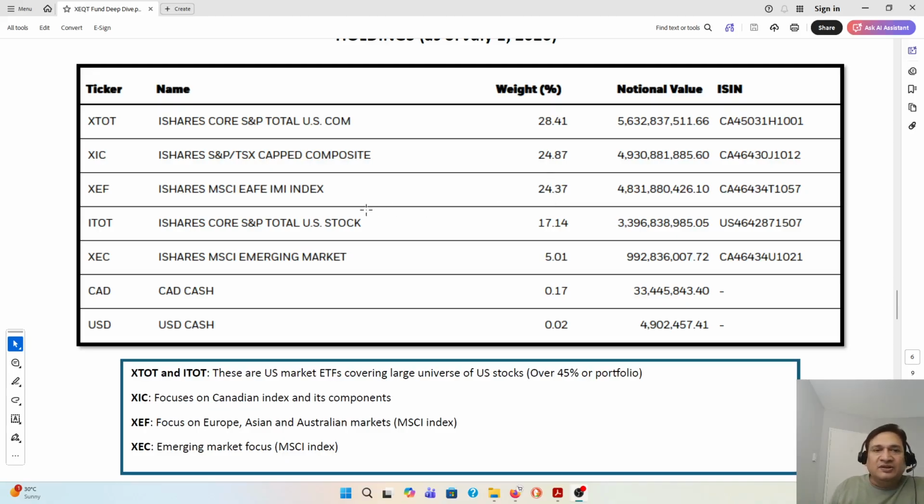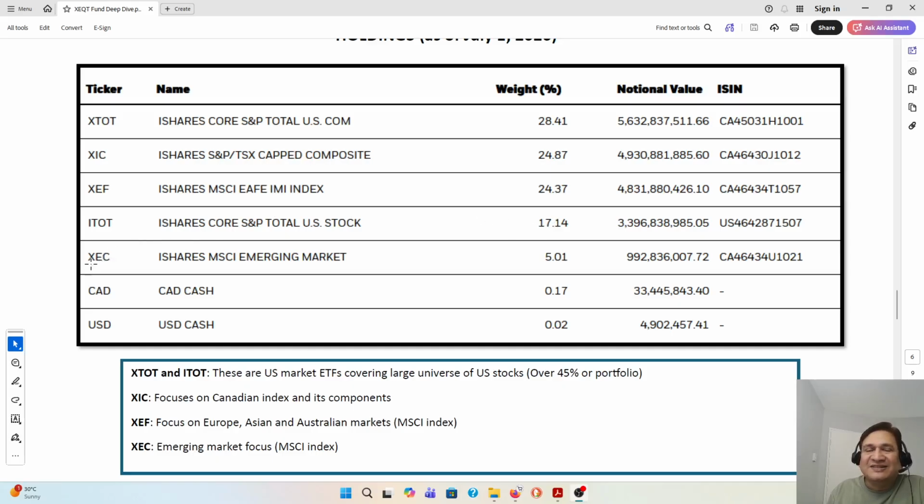So these are the major ones, and ITOT is exactly similar to the XTOT, just a slight variant, but this also covers the US market, roughly 17%. So the first one and the fourth one are kind of related, same market, the US market. These are the major holdings.